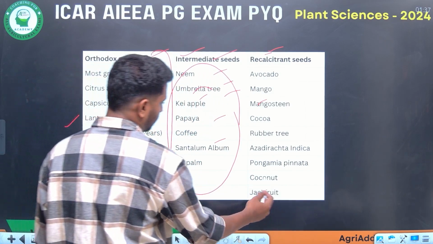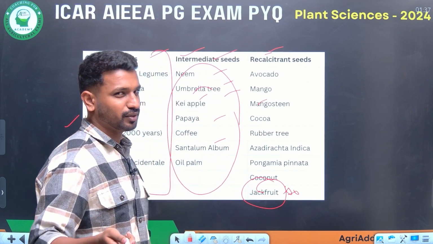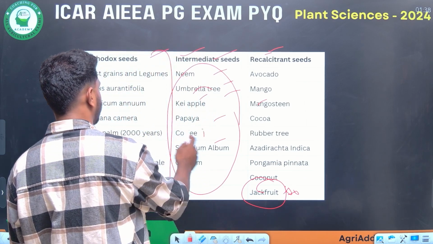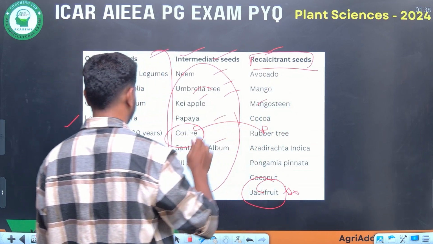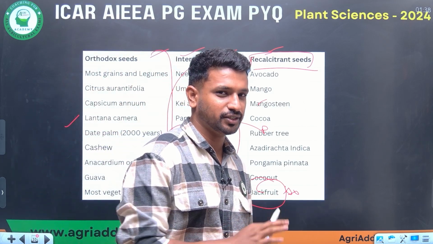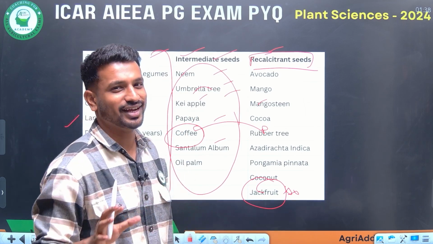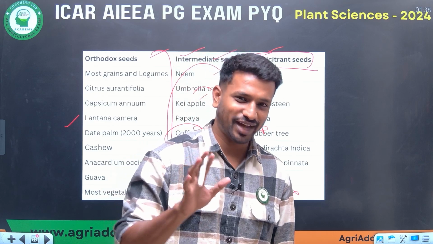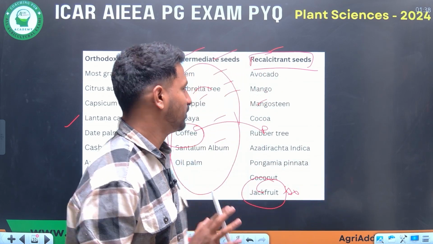And jackfruit, many people get confused with the intermediate seed, because I also know that in some books it is mentioned under intermediate, and coffee might be mentioned under recalcitrant, but this is the very authentic one. I have already checked different resources and cross verified it, so you can remember this, but do not create any debate with anyone. Read it yourself and keep it with you, and if asked in the exams, this is how they will ask you, and this is how you have to remember and give it. That's it.